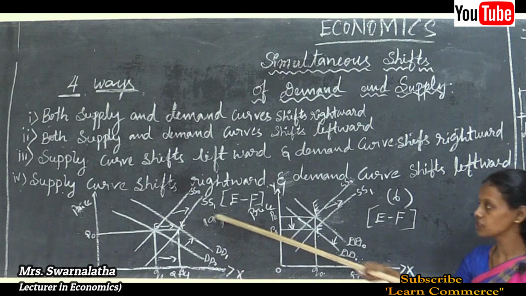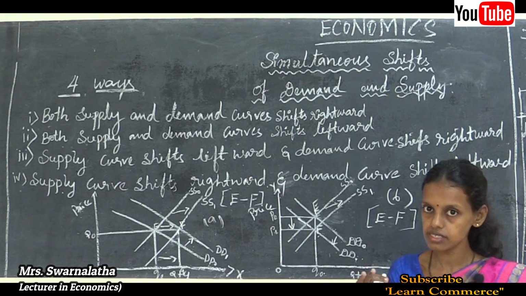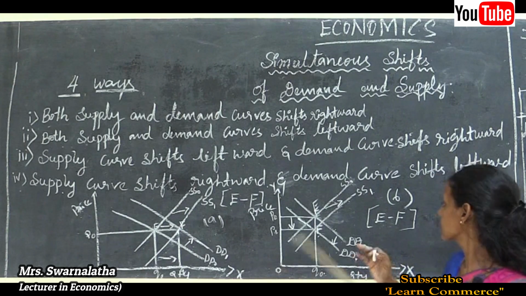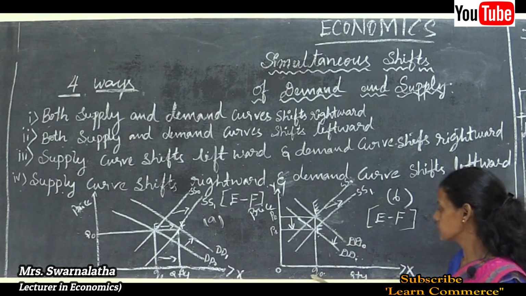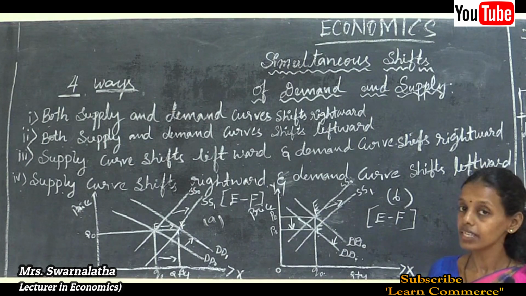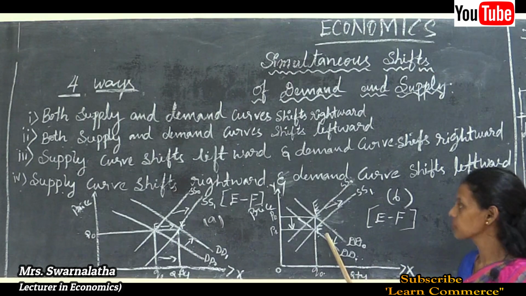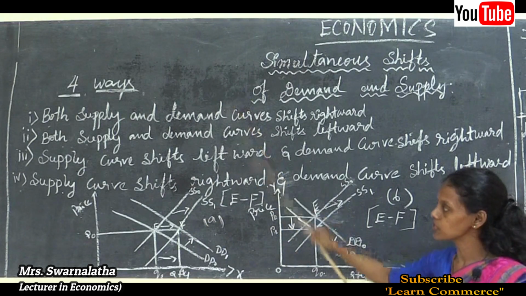It is because of changes in the price. When the price decreases, demand increases. When the price increases, demand reduces. But the equilibrium quantity remains as it is. The equilibrium point shifts from E to F vertically. So this is about the 4 possible ways.